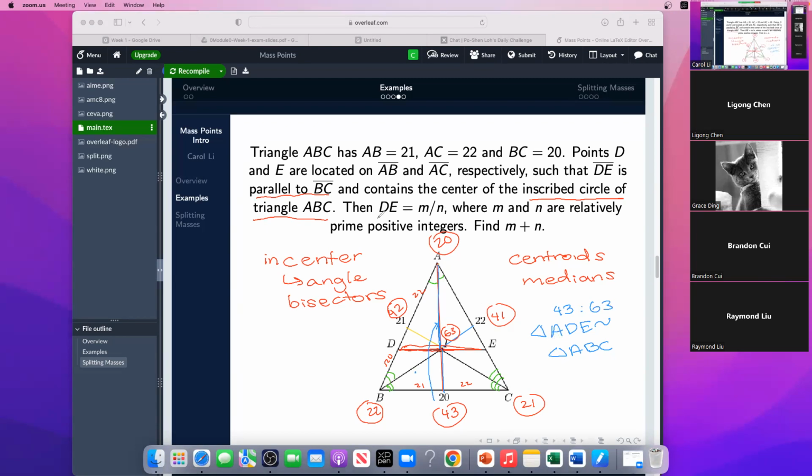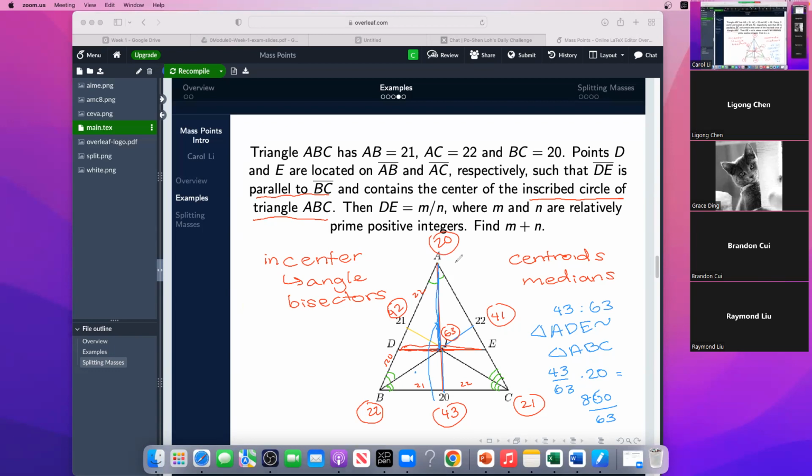So we're trying to find DE. DE would be the smaller one, so 43 divided by 63 times the side length of BC, which is 20. When you multiply it out, you get 860 over 63. And the actual question asks you for m plus n. If you add that up, you get 923, which is the correct answer. Here it might be a little confusing on this part, but we'll have to use this ratio to the whole thing.